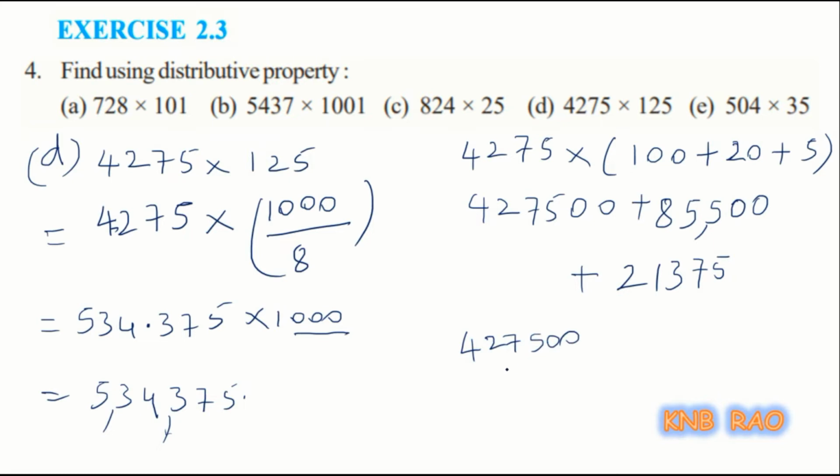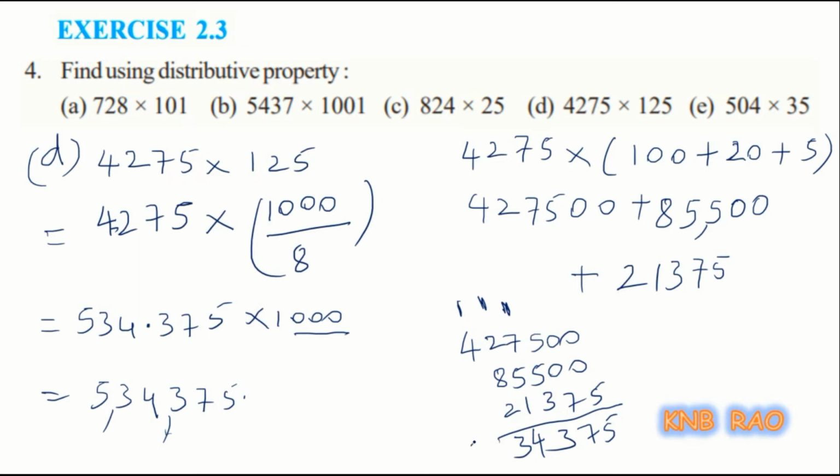4,27,500, 85,500, 21,375. Addition. 0 plus 0 plus 5, 5, 0 plus 0 plus 7, 7, 5 plus 5 plus 3, 13, 1 carry. So 1 plus 7, 8, 8 plus 5, 13, 13 plus 1, 14, 1 carry. So 1 plus 2 plus 8, 11, 11 plus 2, 13, 13, 1 carry.